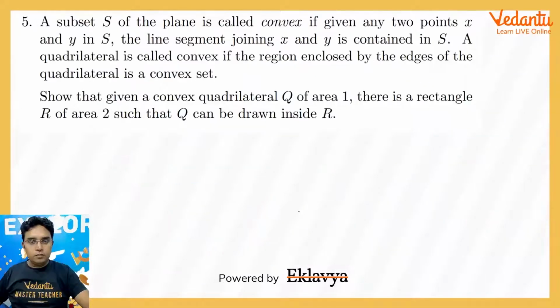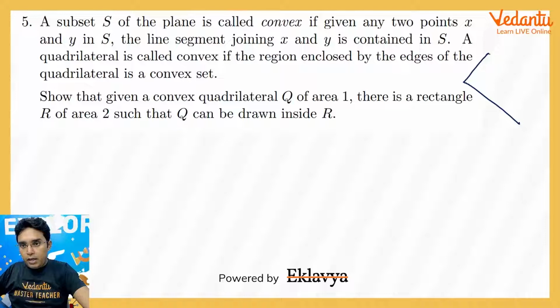Okay, now coming to question number 5, which says a subset S of the plane is called convex if given any 2 points x and y in S, the line segment joining x and y is contained in S. A quadrilateral is called convex if the region enclosed by the edges of the quadrilateral is a convex set. So what they are trying to say is that if your quadrilateral or a convex set is such that you join any 2 points of it, the entire segment is lying inside the region, something like this.